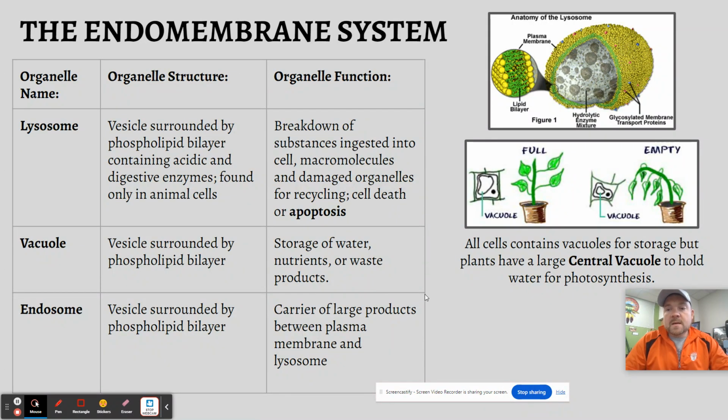All right. So some other organelles in the system that are considered a part of this endomembrane system would be the lysosome, the vacuole, and I just mentioned the endosome. We'll start there. So the endosome is just a vesicle that's surrounded by a phospholipid bilayer, and it's going to carry things around between different organelles. It's going to carry a lot of stuff coming into the cell to the lysosome so that it can be broken down into smaller bits first before your cell decides what to do with it.